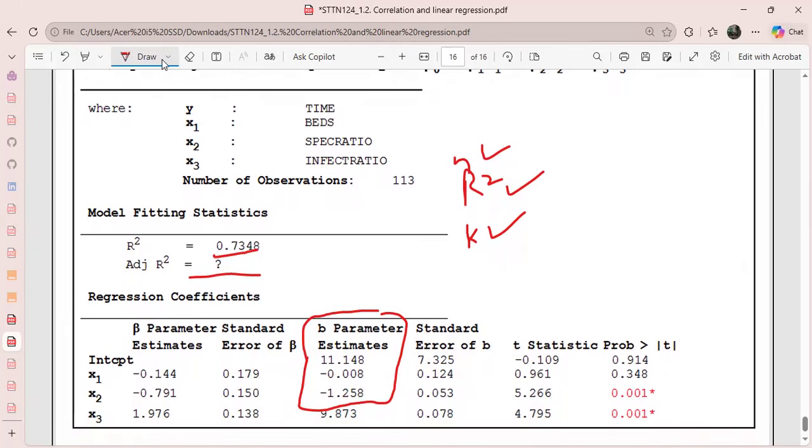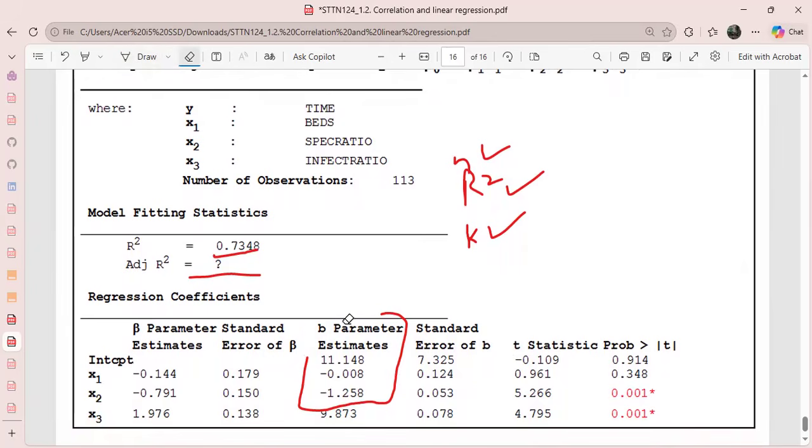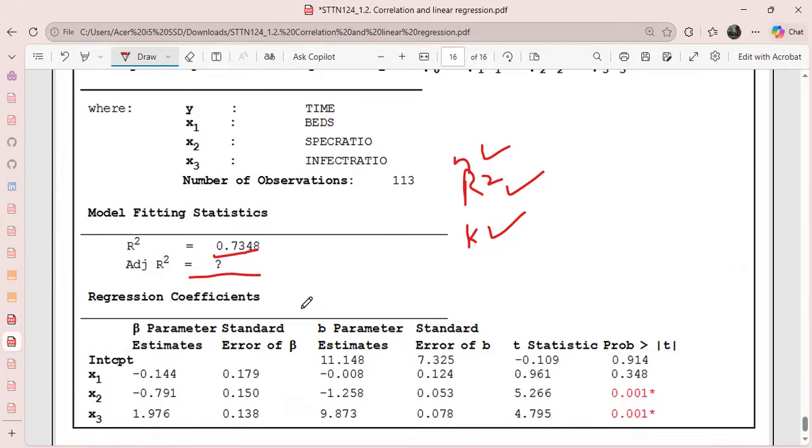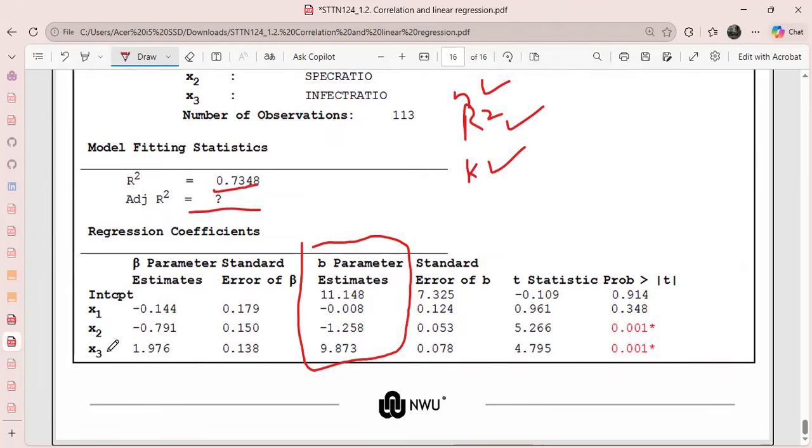So now, for your equation, you're going to say that y hat is equal to B0, which is this one here, 11.148. Because this one is negative, minus 0.008x1 minus 1.258x2 plus the last one, 9.873x3. That's your multiple regression equation. That's how you get it.